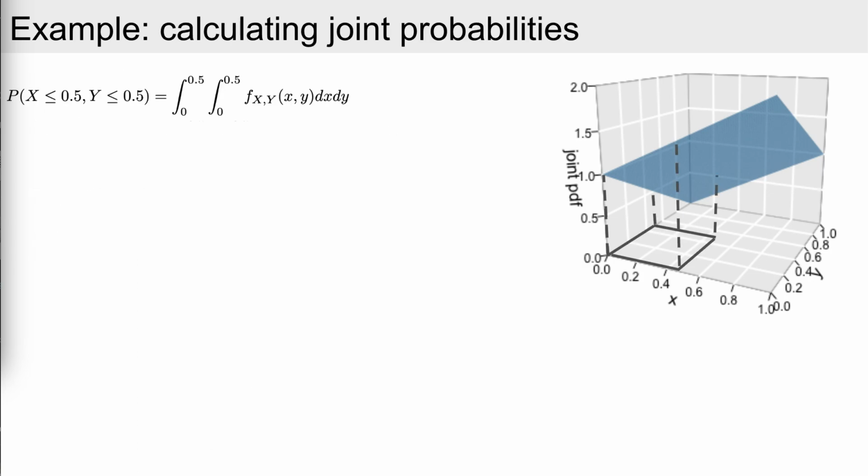Double integrals are also required to calculate joint probabilities. For example, the probability that x and y are both less than or equal to 0.5 is the double integral of the PDF evaluated on this range, for x and y both from 0 to 0.5. Conceptually, this probability corresponds to the volume under the PDF on this range of x and y both being between 0 and 0.5.